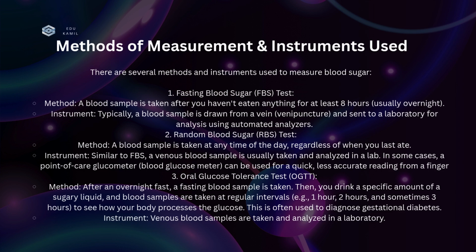3. Oral glucose tolerance test, OGTT. Method: After an overnight fast, a fasting blood sample is taken. Then, you drink a specific amount of a sugary liquid, and blood samples are taken at regular intervals, e.g., 1 hour, 2 hours, and sometimes 3 hours, to see how your body processes the glucose. This is often used to diagnose gestational diabetes. Instrument: Venous blood samples are taken and analyzed in a laboratory.